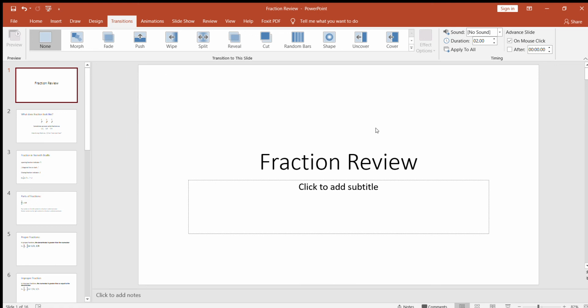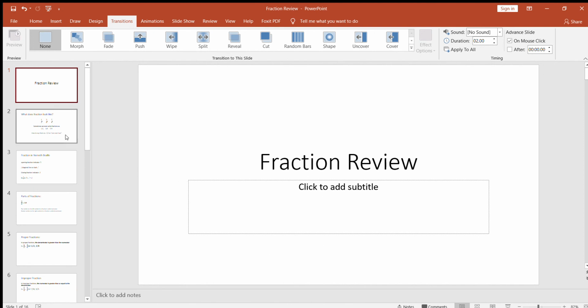Hey guys, welcome to second quarter, week one, and for this week is just a fraction review. So this is just a refresher to some of you. Some of you guys know this already, but some don't know what fractions are. And this is a quick run-up review on what fractions are and what we can do with them.